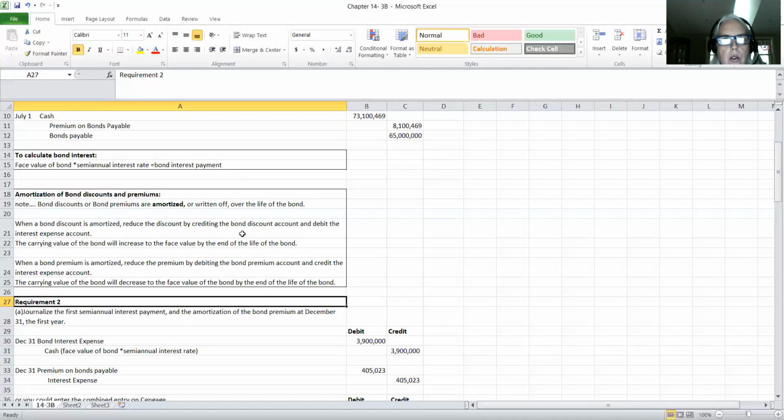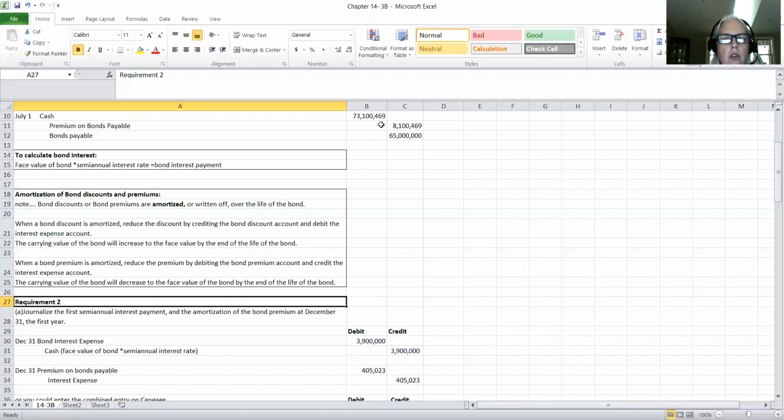With a bond discount, you debit interest expense and you credit the bond discount to reduce it. But yet it's the same because we're still reducing the difference between the face value and the cash amount that we've received. In this particular problem, we're working with a bond premium. Bond premiums normally have credit balances. To reduce a bond premium, to write it off, we would reduce that account by debiting the bond premium account, and therefore the interest expense is going to be decreasing.